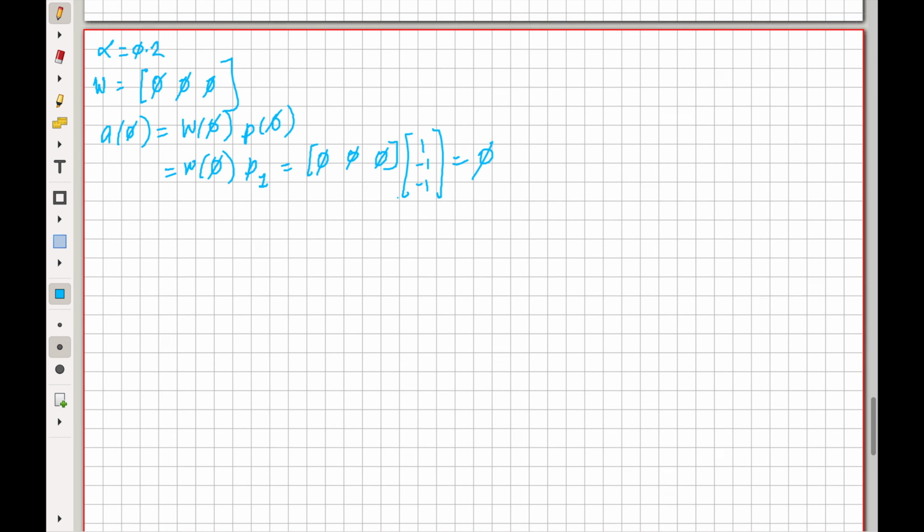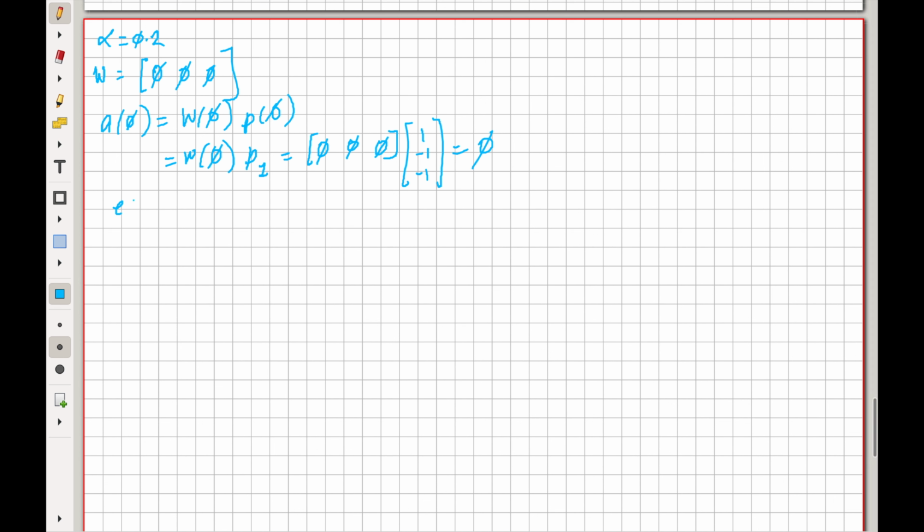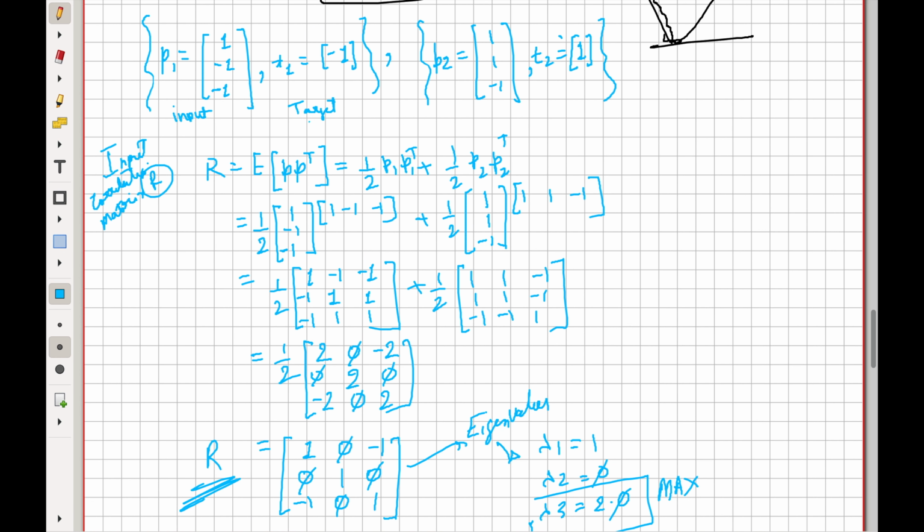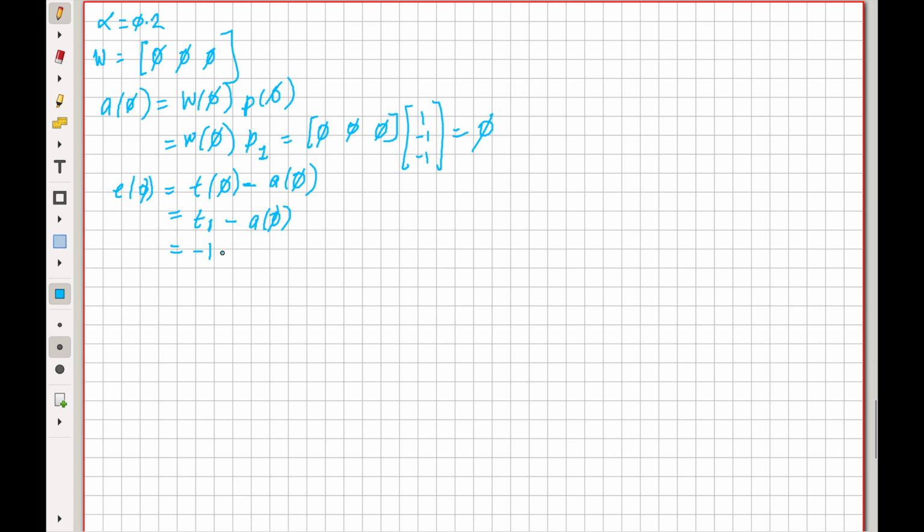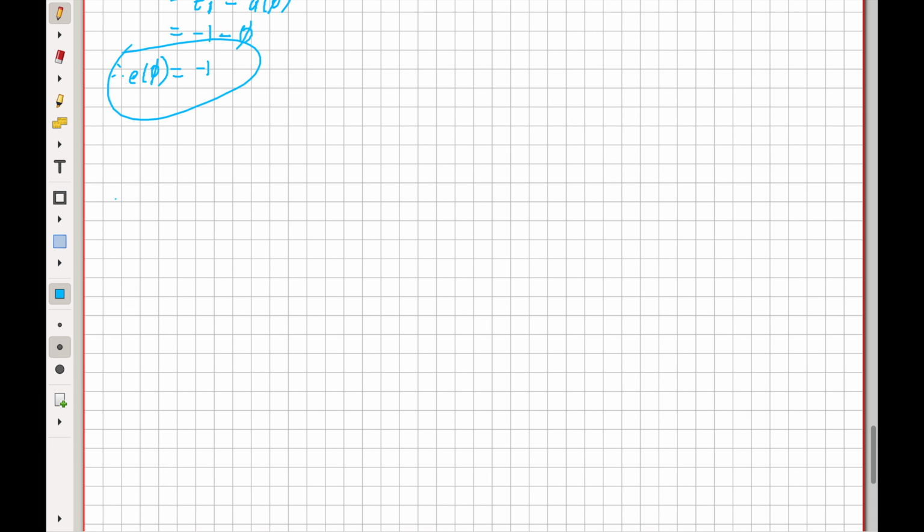It's all 0, and therefore the error in the 0th iteration is T0 minus A0. That gives us the error: the target for P1 minus the A0 value we calculated. The target for P1 is -1, so this is going to be -1 minus the A0 value, which is 0, and so the error that we get is -1. Therefore the error here is -1. We use this value now to update our weights.